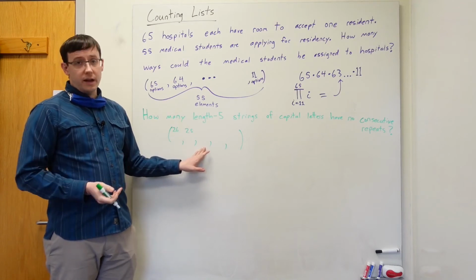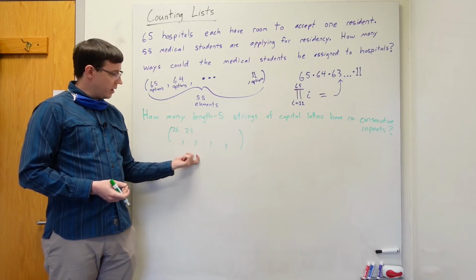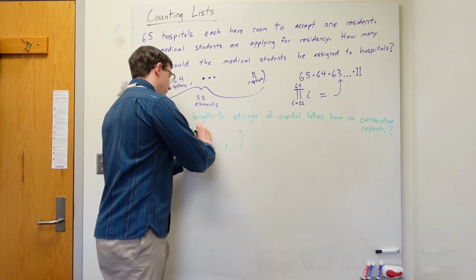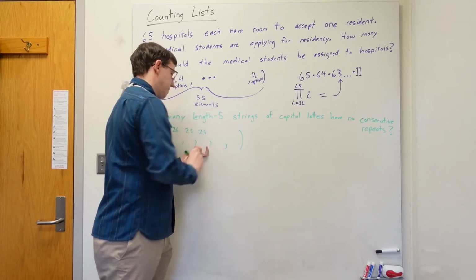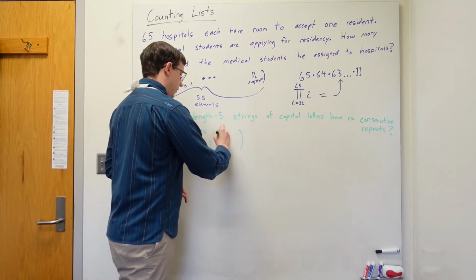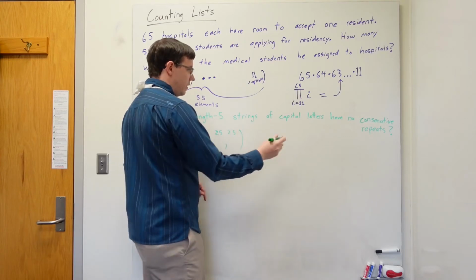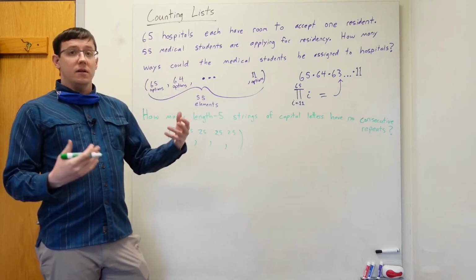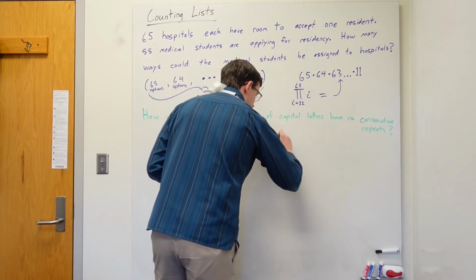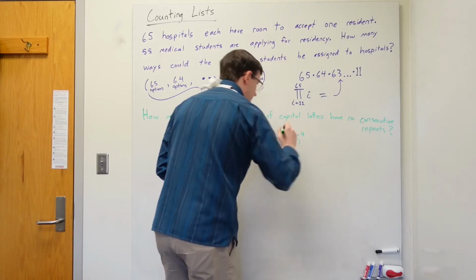For our next element, we have 26 possible letters, but it can't be the same as the previous one. So again, we have 25 options. And similarly, for the last two elements, we have 25 options. And so our number of length 5 strings with no consecutive repeats is 26 times 25 to the 4th.